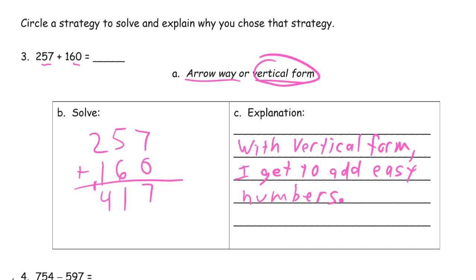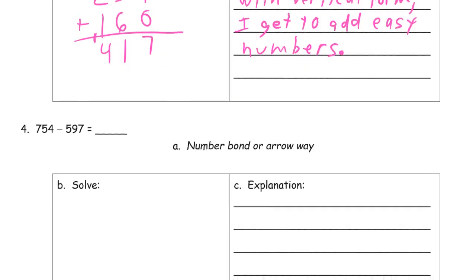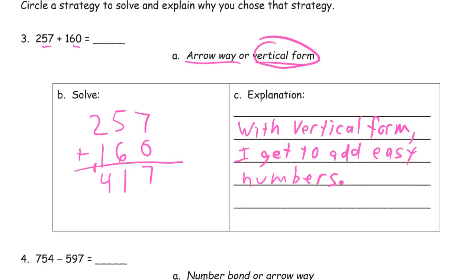Right, because it's all single digit. Once you look at the place values vertically, you're just adding 7 plus 0, 5 plus 6, and 2 plus 1 plus 1. Those are pretty easy numbers to add together. If I was using an arrow way, I'd be adding 50, I'd be adding 7, and I'd be adding tens and hundreds. And it's just one reason to choose vertical form. Maybe you chose, you could easily choose arrow way as long as you have an explanation for why you chose it.